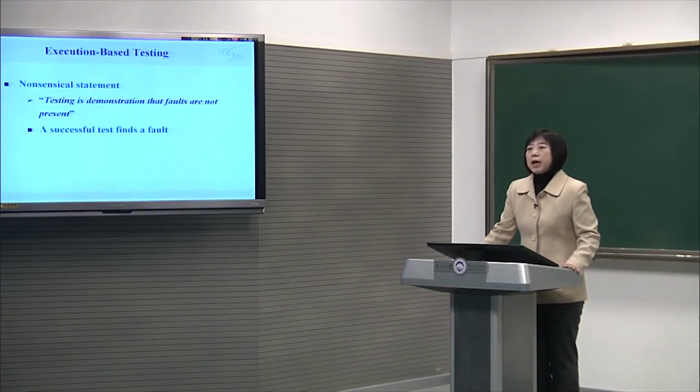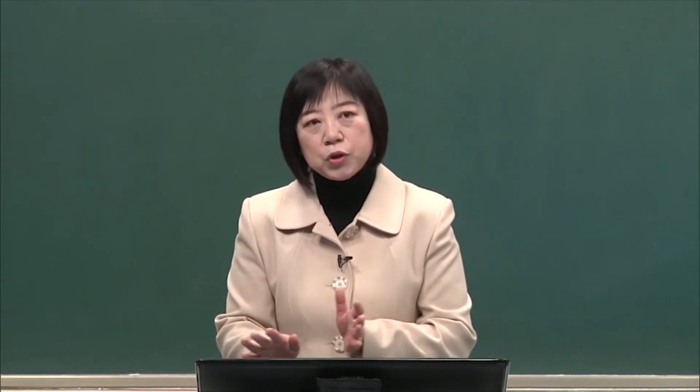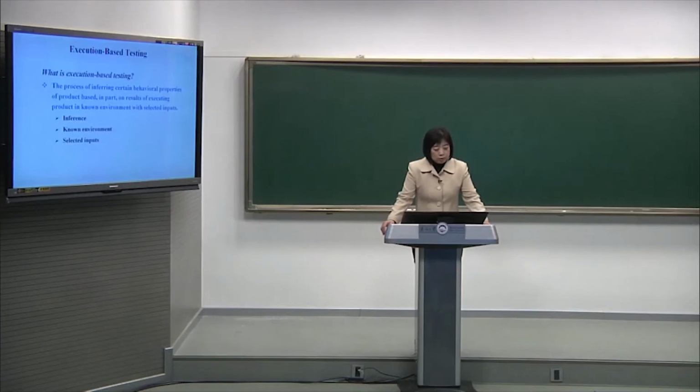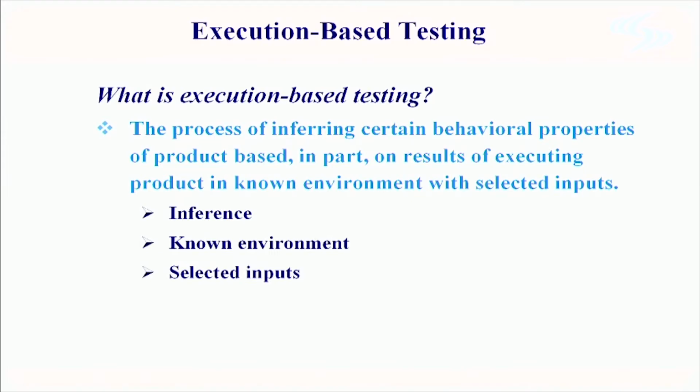Why? Because a successful test should find a fault, at least. That means testing is just trying to find faults, not to demonstrate that there are no faults. Okay? The formal definition of execution-based testing is this: it is the process of inferring certain behavioral properties of a product based, in part, on the results of executing the product in a known environment with selected inputs.